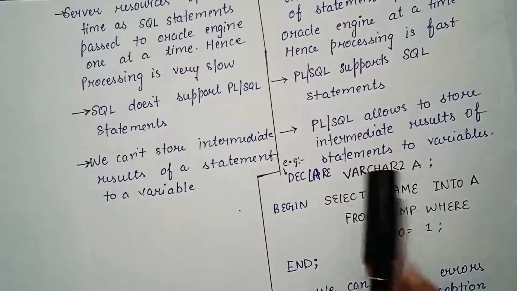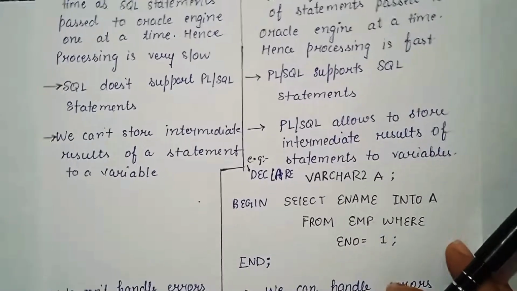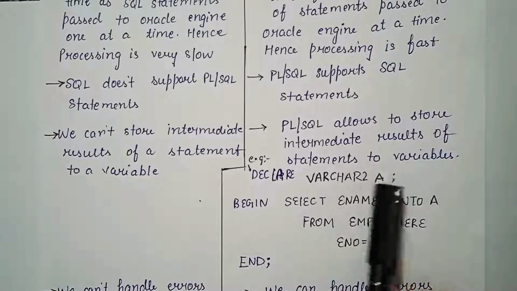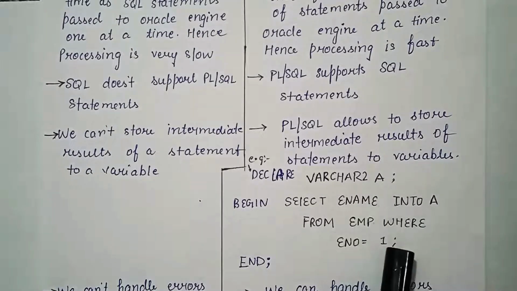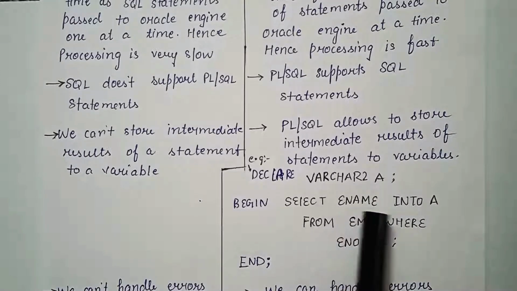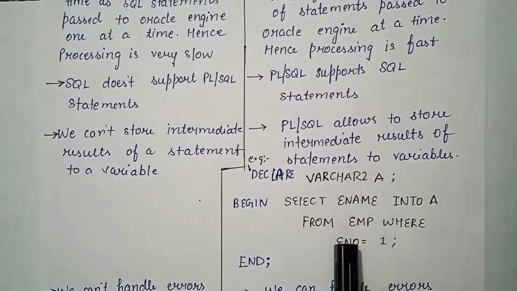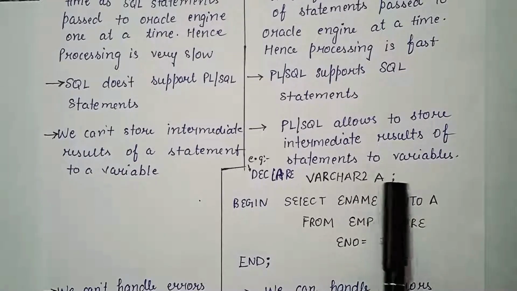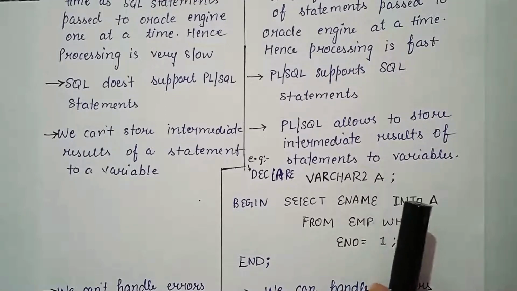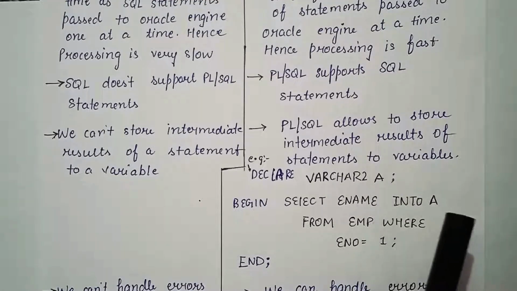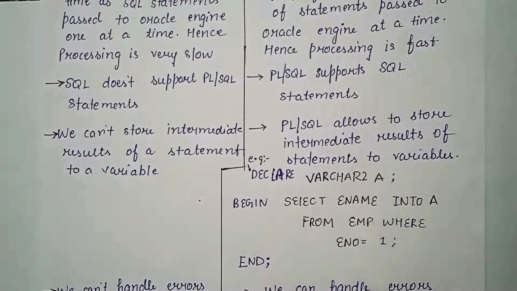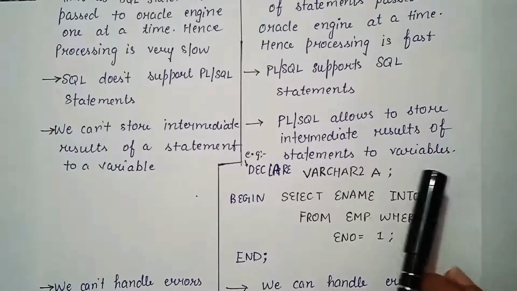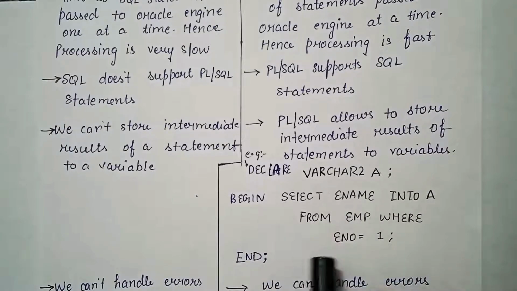In this we can declare the variables, and store a value to the variable from any statement. I have written a statement like this: select e name into a. Whatever e name is returned by this statement will be stored in a, so in future we can use that value. This is also a plus point of PL/SQL, where we can store an intermediate result of a particular statement to a variable. So this is the declare phase, in which we declare the variables that we are going to use further in this program.